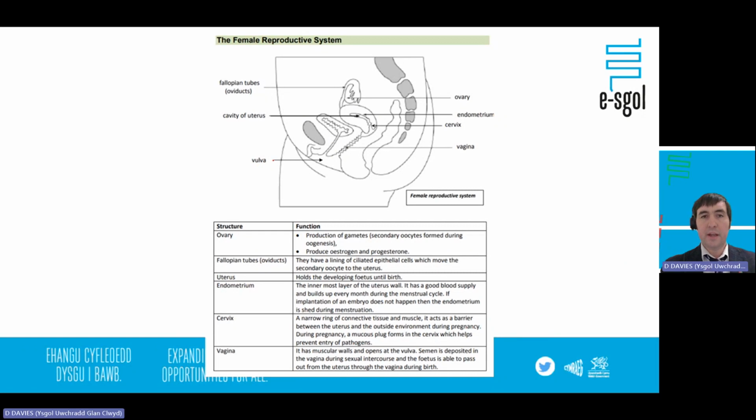So you have an ovary here, but there are two. You can't see the second one because it's on the other side of the body. So that's an ovary. You then have a fallopian tube. That fallopian tube is just here, and that connects with the womb, or the uterus, I should say.